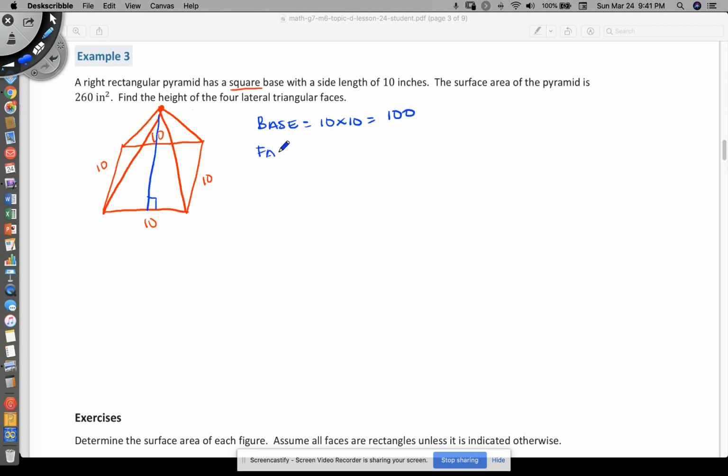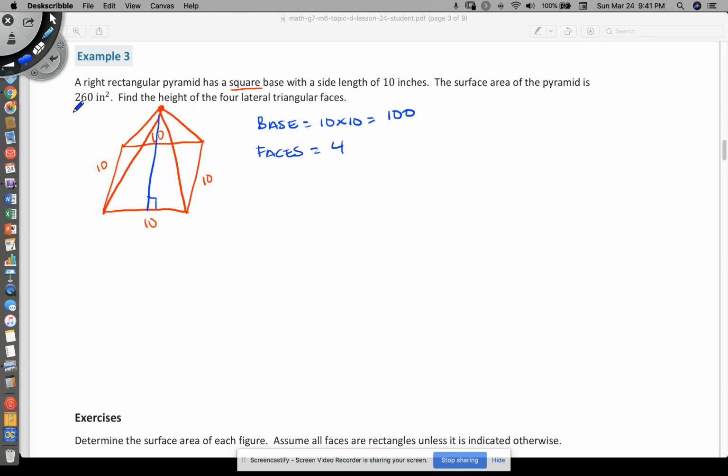Then we have the faces. Now remember, faces are anything that's smooth. It's the smooth outside. It's the stuff that you can touch. I have 4 of those because it is sitting on a square base. And I have, let's see, 4 faces. This is a right triangle.